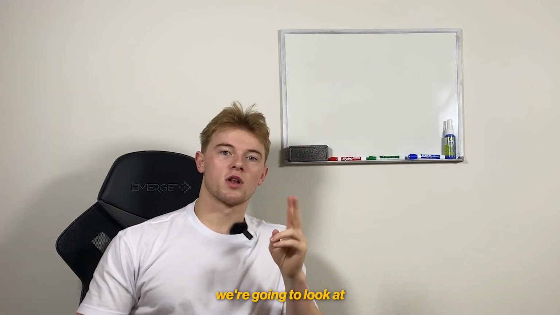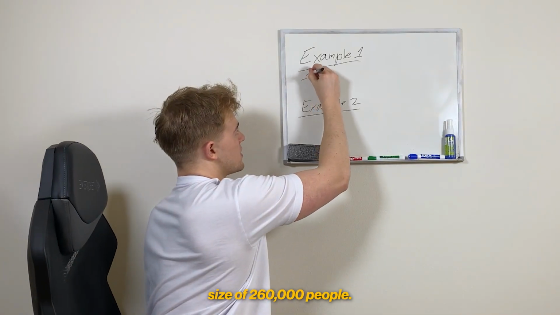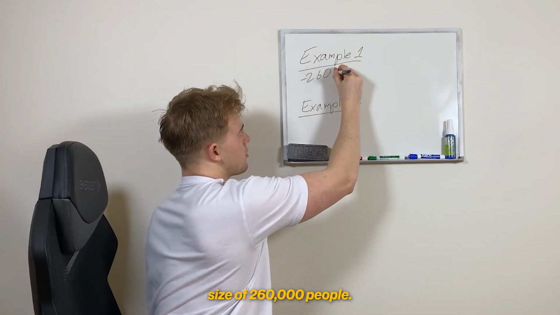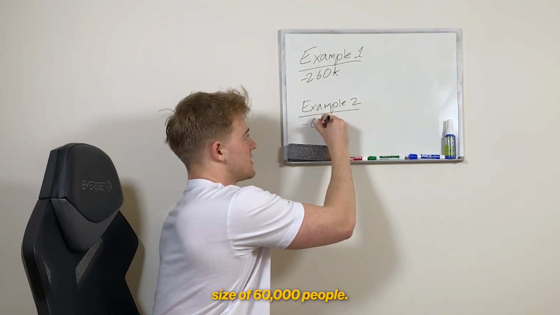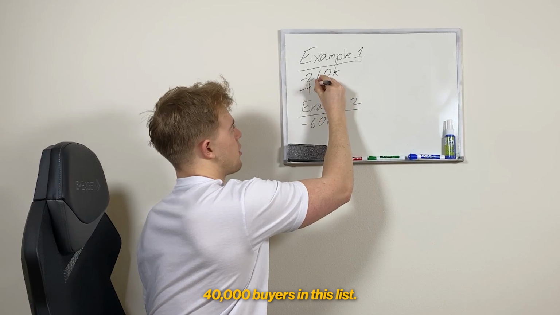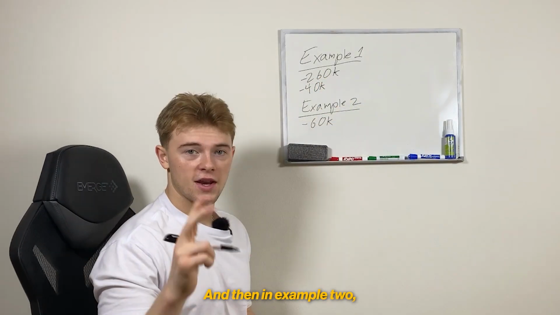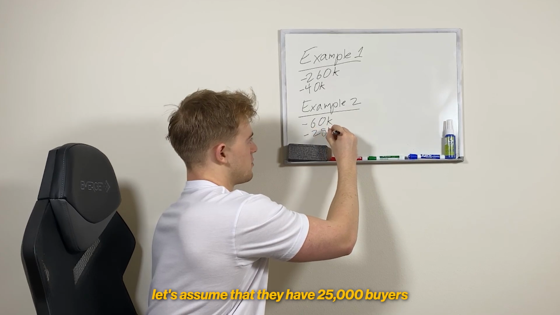So to begin with this, we're gonna look at two different examples. Example one is gonna be a brand with an email list size of 260,000 people. And then example two is gonna be an email list size of 60,000 people. Now in example one, let's assume that they have 40,000 buyers in this list. And then in example two, let's assume that they have 25,000 buyers in this list.